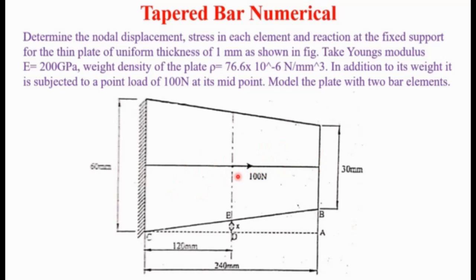And here the dimensions of this plate are given. That means this free end has 30 mm width, and this fixed end is 60 mm. The total length of the plate is given, that is 240 mm, and this midpoint is at 120 mm. Now we have to see here the triangle A, B, C, and the triangle C, D and E. These are the points taken.